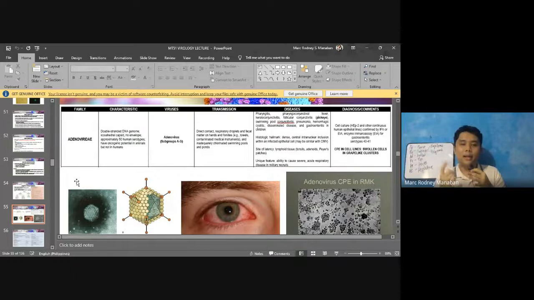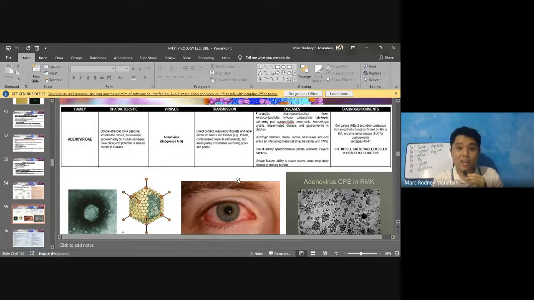Right, there's also a bacteria that can cause pink eye. Who knows? What can cause pink eye? Haemophilus aegyptius, sir. Okay, very good. Your Haemophilus aegyptius. Okay, take note of that. All right, very good. Okay, so again, that's for the adenoviridae. So mostly, usually, upper respiratory tract and the eyes.